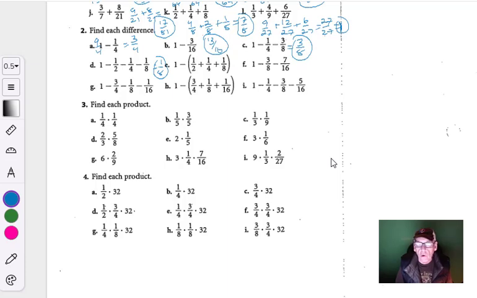Here we're taking this whole group away from 1. So let's add up what's in the parentheses first. We've got to go for eighths. So 4/8 plus 2/8 is 6/8, plus 1/8 is 7/8. So we have 1 take away 7/8. Now 1 is the same as 8/8. 8/8 take away 7/8 gives us 1/8.